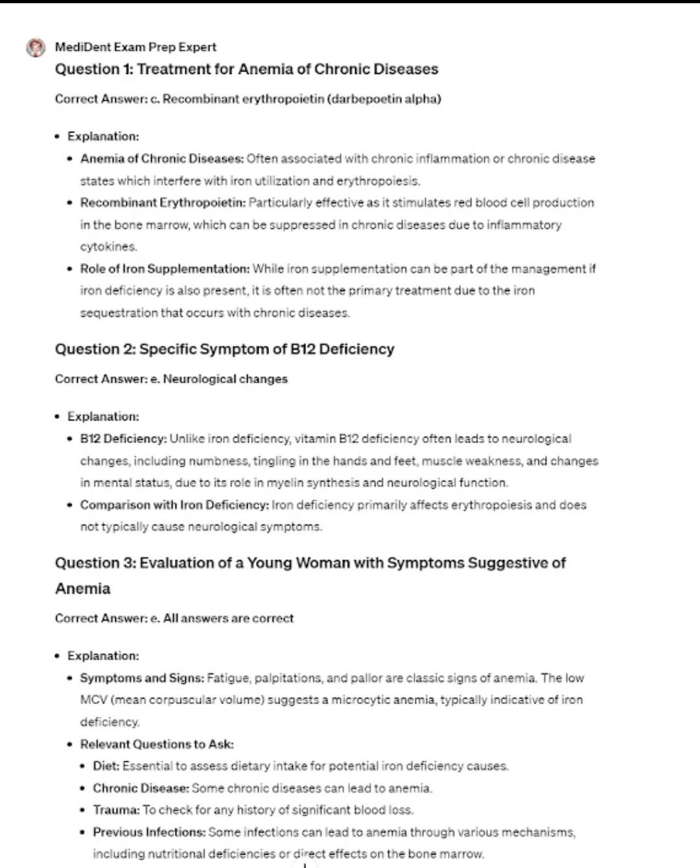Explanation. Anemia of chronic diseases is often associated with chronic inflammation or chronic disease states, which interfere with iron utilization and erythropoiesis. Recombinant erythropoietin is particularly effective as it stimulates red blood cell production in the bone marrow, which can be suppressed in chronic diseases due to inflammatory cytokines.